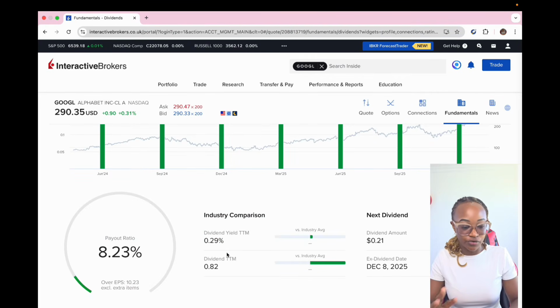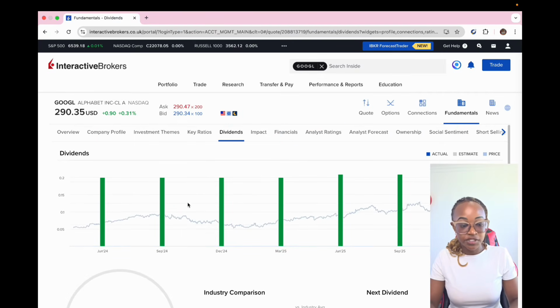Which is normal for growth companies, because they prefer reinvesting instead of rewarding shareholders. There's a lot of capex, so they'll tend to reinvest that back into the company. Now, if you're specifically looking for high dividend stocks, then this wouldn't be one.